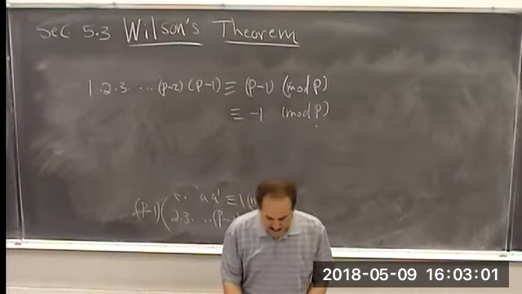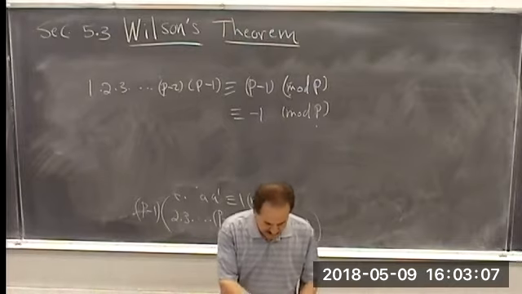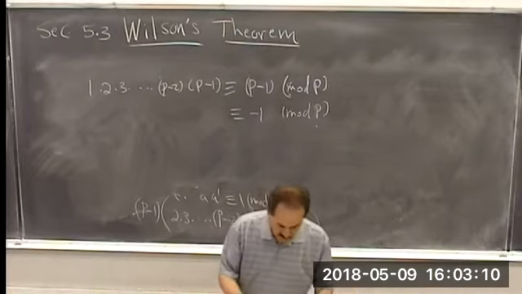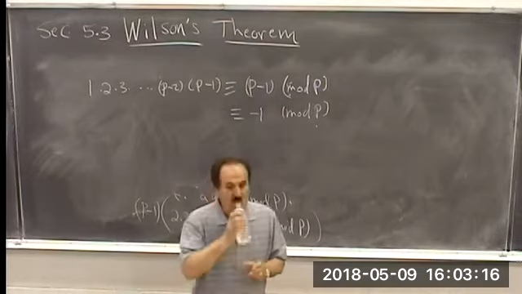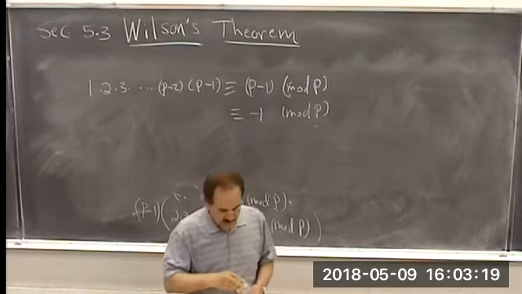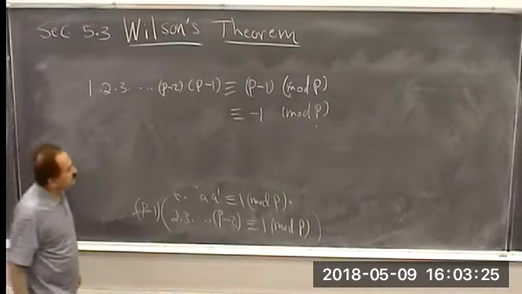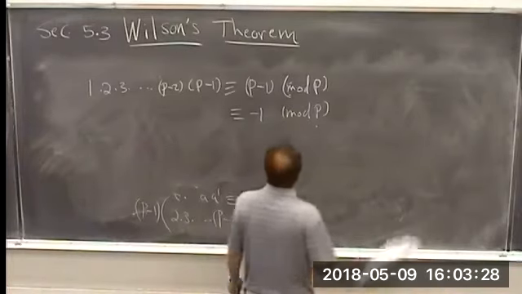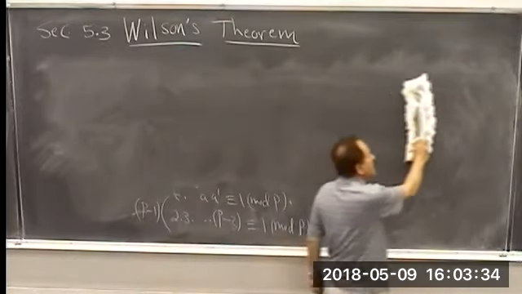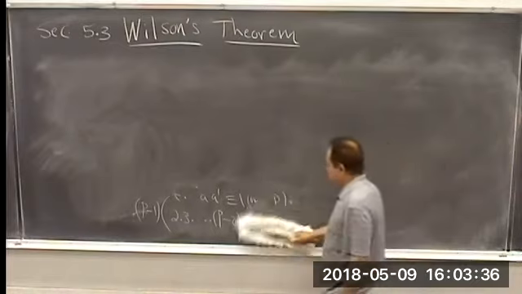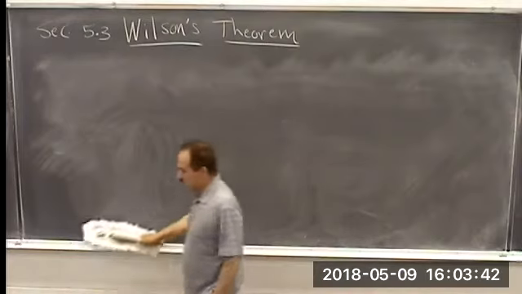All right. Let me give another example of Wilson's theorem. I want to show that if you take the product of any 10 integers, none of them divisible by 11, then their product is congruent to -1 mod 11.